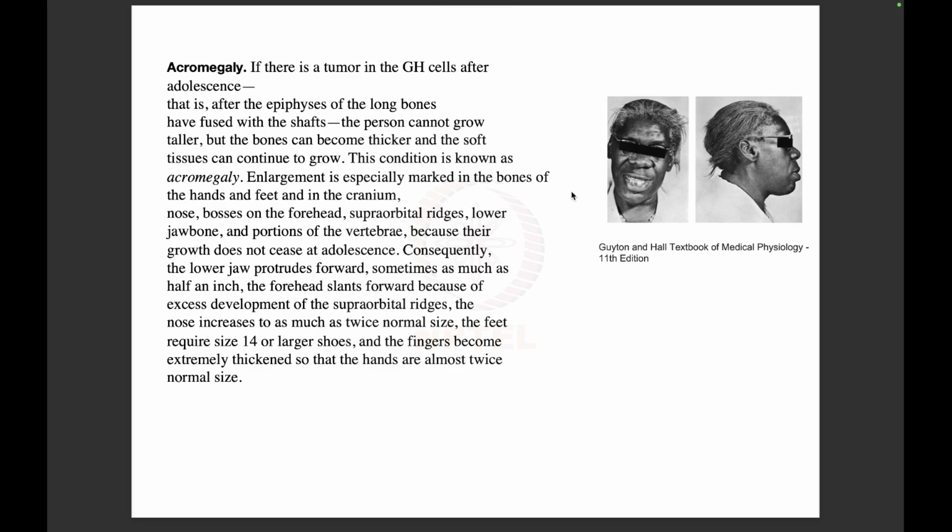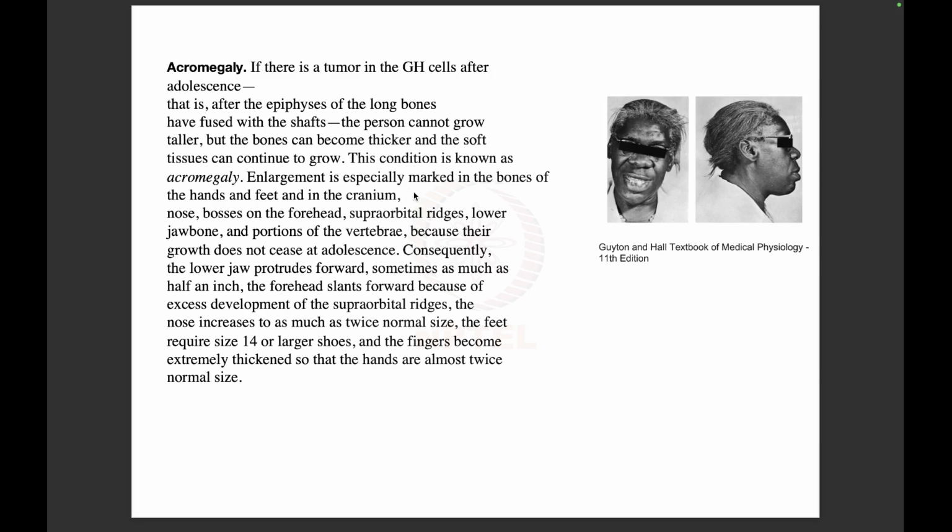This is acromegaly. If there is a tumor in the growth hormone cells after adolescence, that is after the epiphyses of the long bones have fused with the shaft, the person cannot grow taller, but the bones can become thicker and the soft tissue can continue to grow. Okay, this we know. So this condition is known as acromegaly.